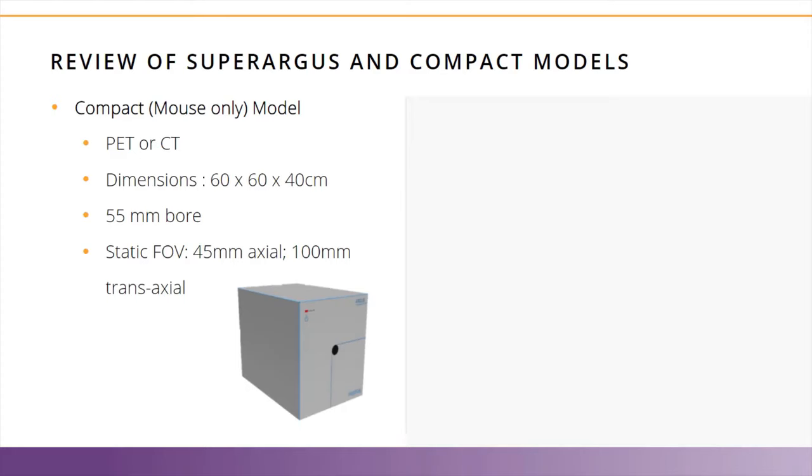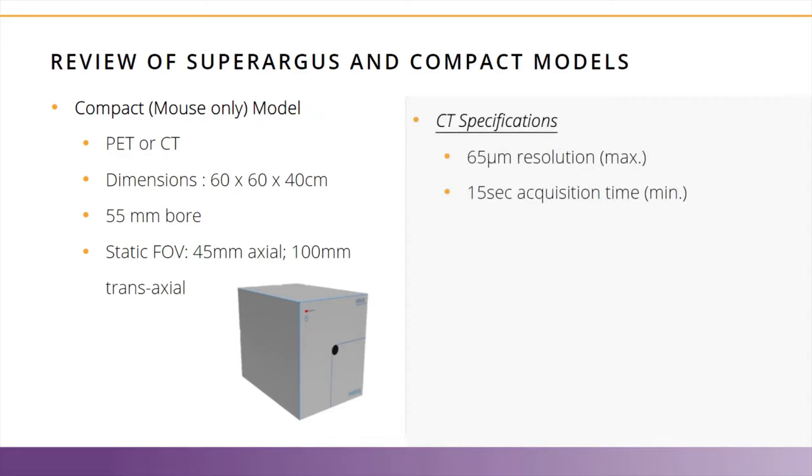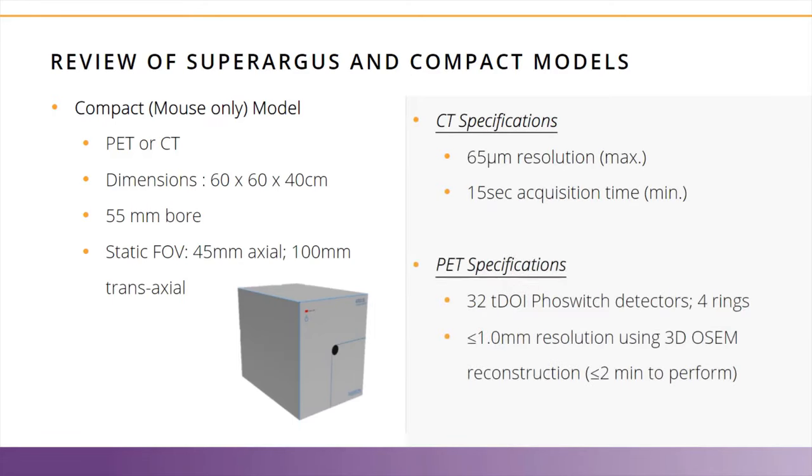Sedecal offers both PET or CT compact models. These systems are ideally suited for mouse imaging, having a bore diameter of 55 millimeters. Acquisition times are short, with a 15-second acquisition for an anatomical CT image. The PET system has 4 rings, including 32 of Sedecal's phoswich detectors. 3D reconstructions of the PET image take less than 2 minutes to perform, giving a resolution around 1 millimeter, similar to that of the larger SuperArgus systems.